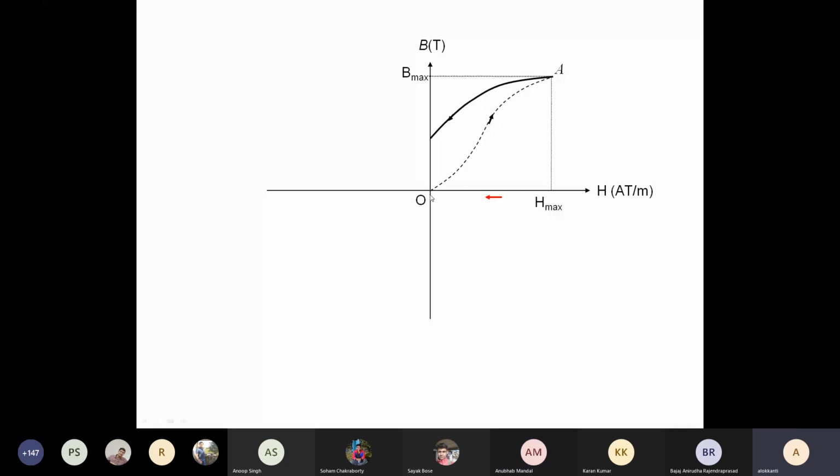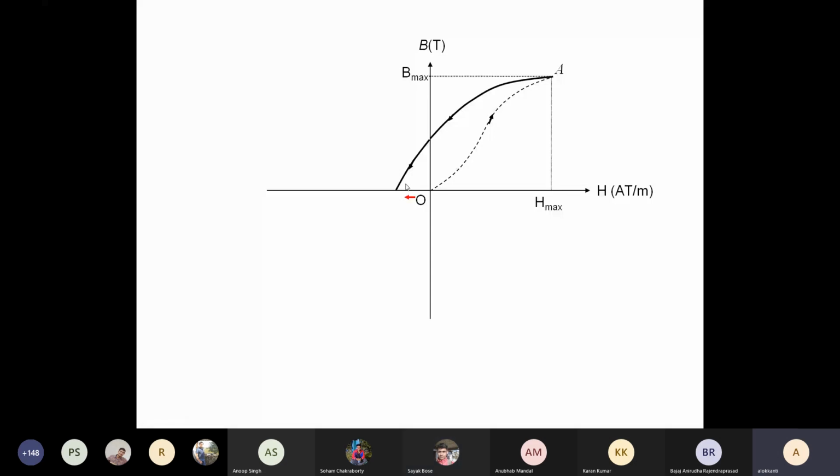So what happens is, even at 0 H, there is some flux density already present. That means it is not entirely demagnetized. Even though there is no H, there is a certain B. So if we further reduce H, we have to go towards negative H. That means the direction of the current has to change. This will be negative with respect to the earlier. So for a certain value of negative H, only then will the flux density become 0.